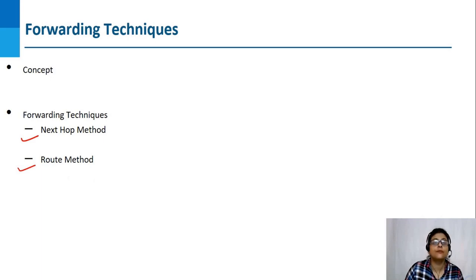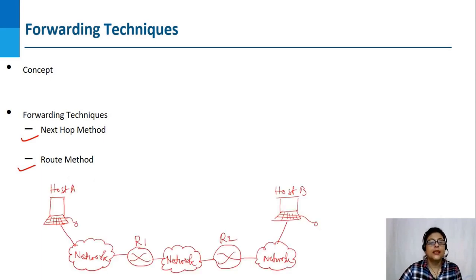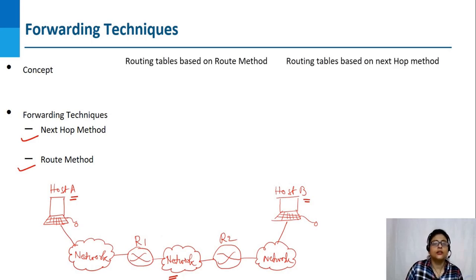So let's see it with the help of an example. Let's say we have a host A here in one network and host B in another network, and there are two routers: R1 connected to the network of host A and router R2 which is connected to the network of host B, and these two routers are connected by another network here. Let's see what will be the routing table for the two. So routing tables based on route method and routing tables based on next hop method will be shown here side by side.